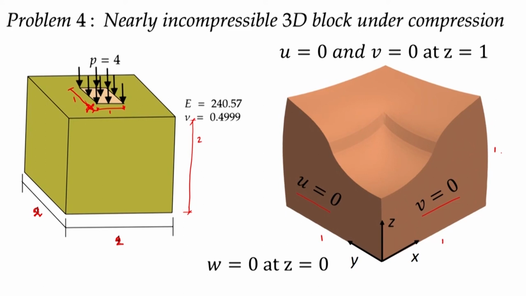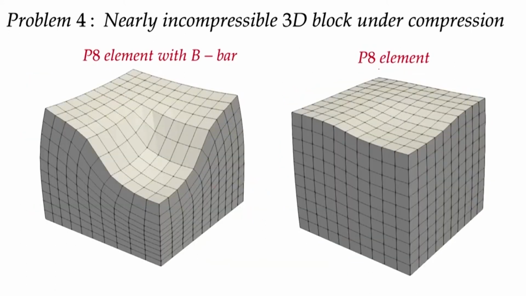Now if I use the standard 8-noded element, for instance the brick element or hexahedral element, which is also known as the P8 element, even though we have not studied this element yet, we will study it in this module. It is just an extension of the 2D elements. There are 8 nodes: 1, 2, 3, 4, 5, 6, 7, 8. So if I use the P8 element, it will look like this.